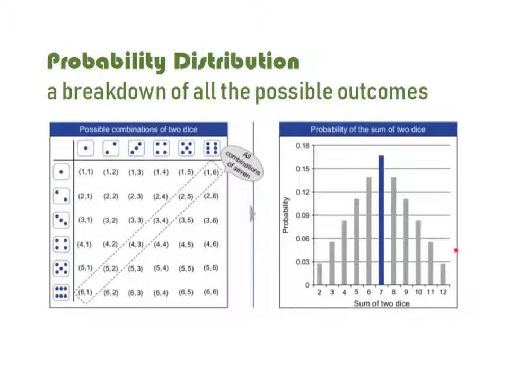This is what we call a probability distribution, which shows all the different ways. It kind of shows this same thing, but it graphs it out for you. So you can see, oh yeah, 7 is the most likely event because I have the most ways I can do that.